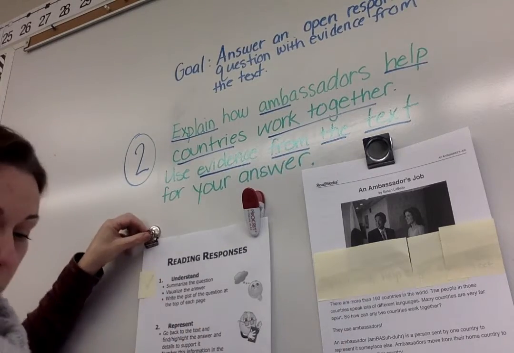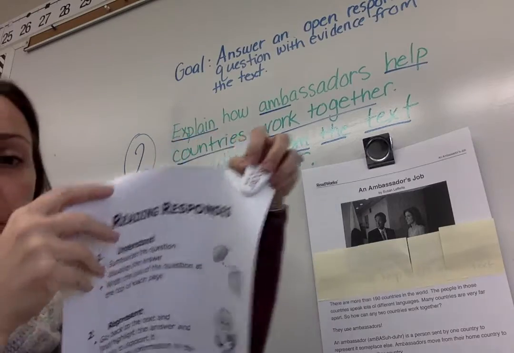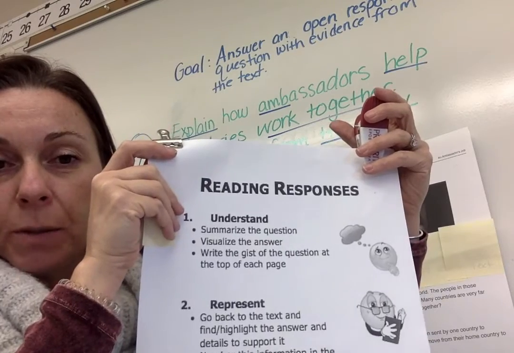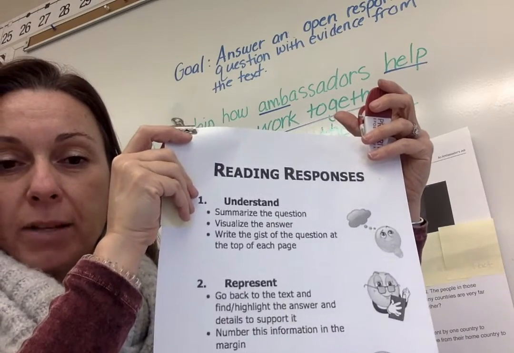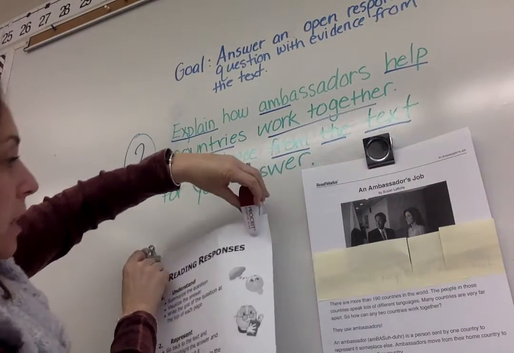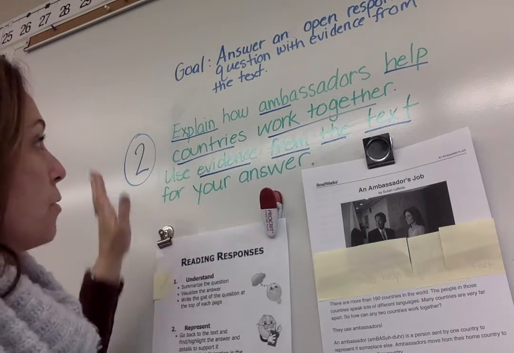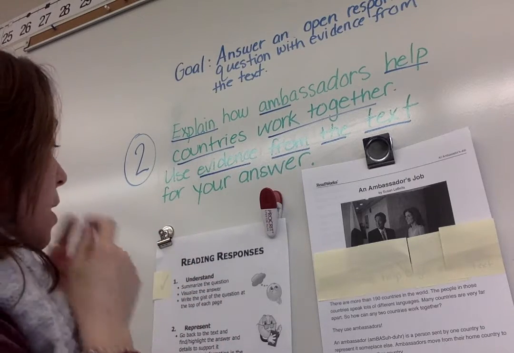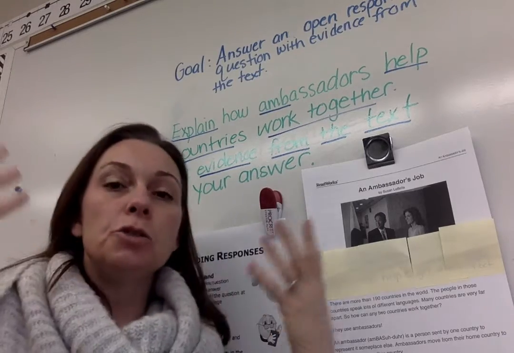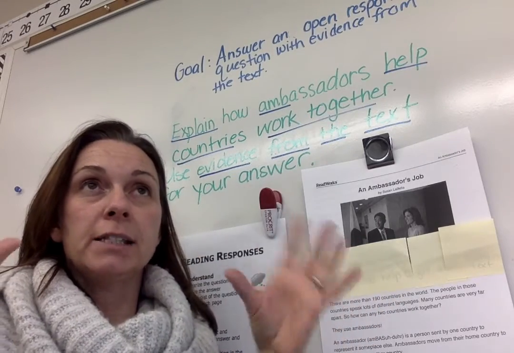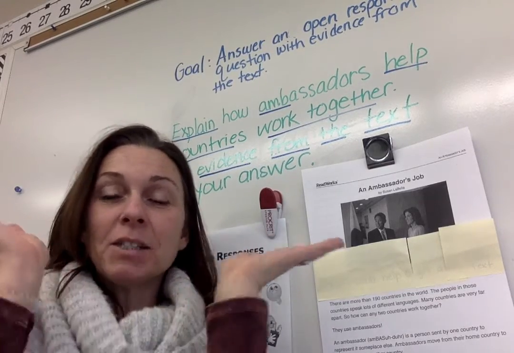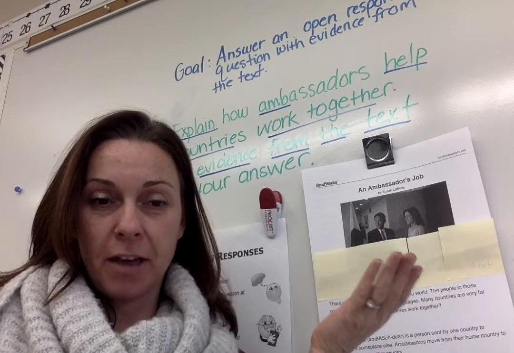So in order for us to complete this, we have our little reading response poster here. And this video is going to do the first 2 steps, which is understanding the question and representing it. So we just did a little bit with number 1, understanding. I read the question. I thought about what it was asking me to do. And I am going to visualize 2 countries coming together with a big heart because they're getting along and they're working together, and the ambassador's in the middle helping to do that. That person helps them to work together and get along.